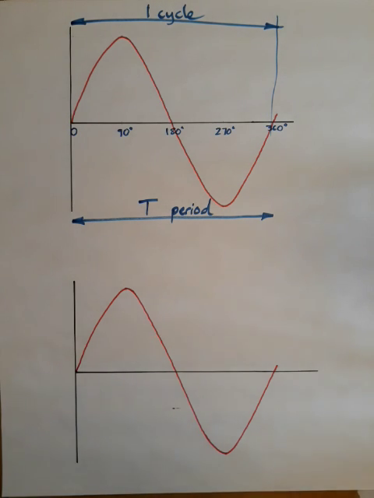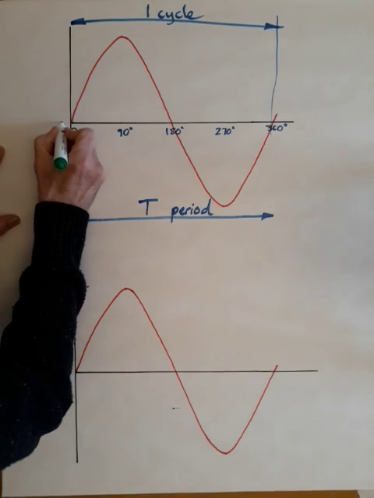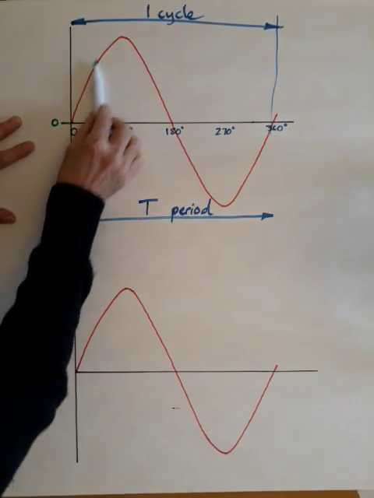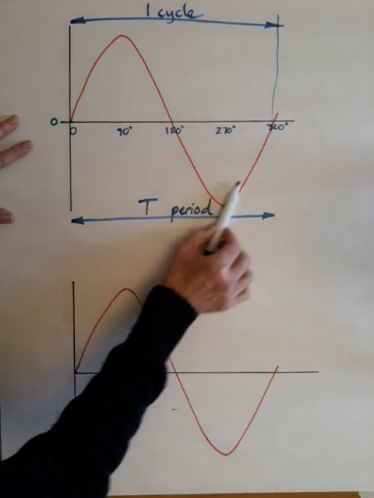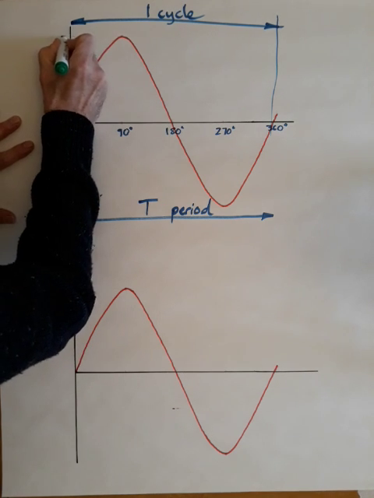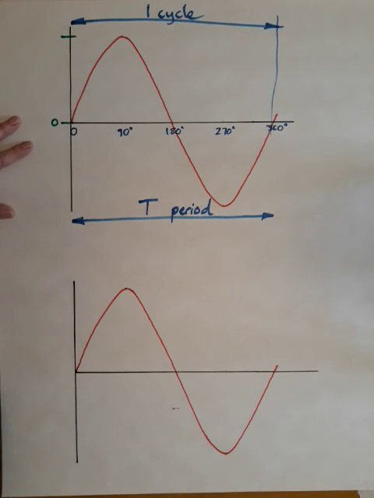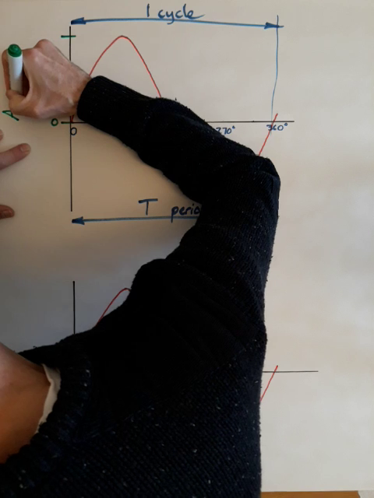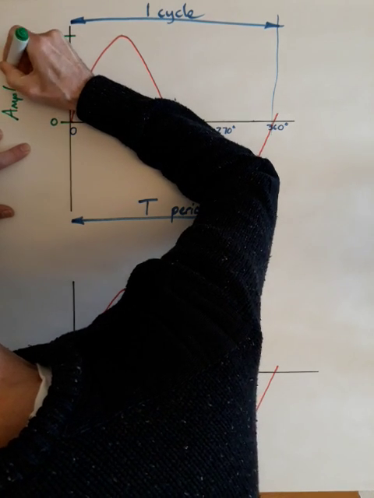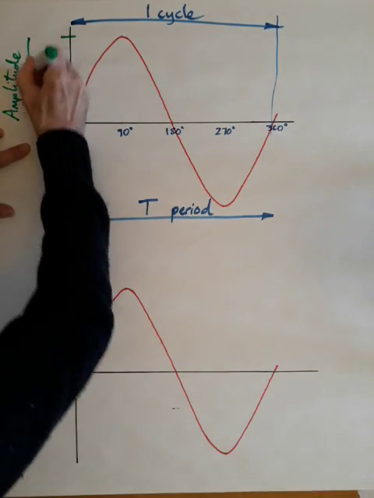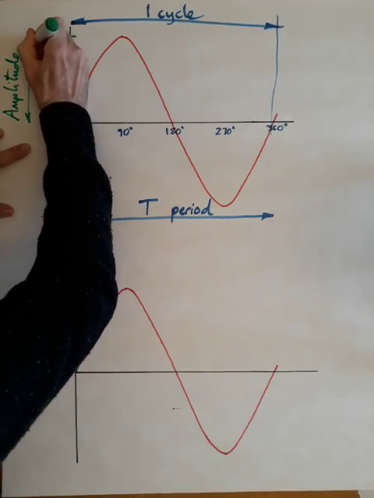Number 4 then. Number 4 is the amplitude. So here is 0, and the waveform has a positive half cycle and a negative half cycle. And from 0 to the top there has various different names, but the most appropriate and technical name is amplitude. Amplitude, so that's from there to there.